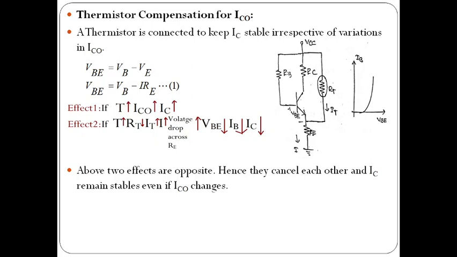So the current passing through the thermistor, IT, increases. When resistance decreases, current increases. When current IT increases, the current passing through the RE resistor also increases. So I increases. When I increases, the voltage drop across the RE resistor also increases.